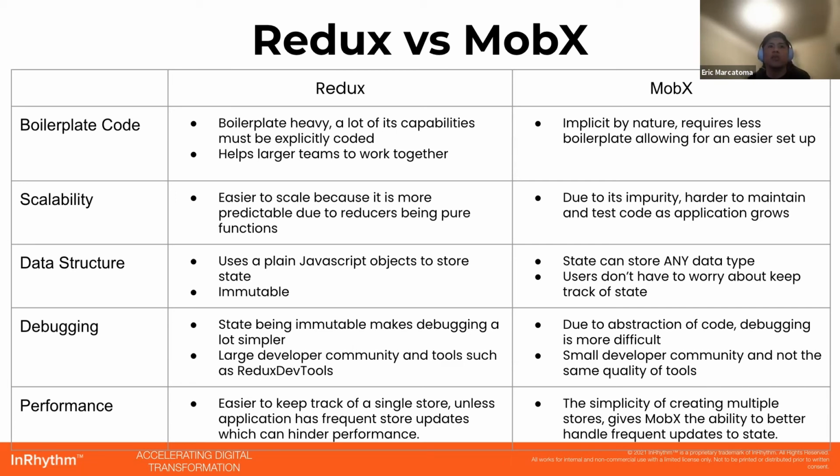And all in all, we come down to performance. Redux has a single store, which is easy to track because there's only one store to track. But there's a problem when your application has frequent store updates, which can slow down the process a little bit, compared to MobX, where the simplicity of creating multiple stores gives MobX the ability to better handle frequent updates to the state. MobX, as you saw, was pretty simple to set up and create a store for a certain component or view in your application.